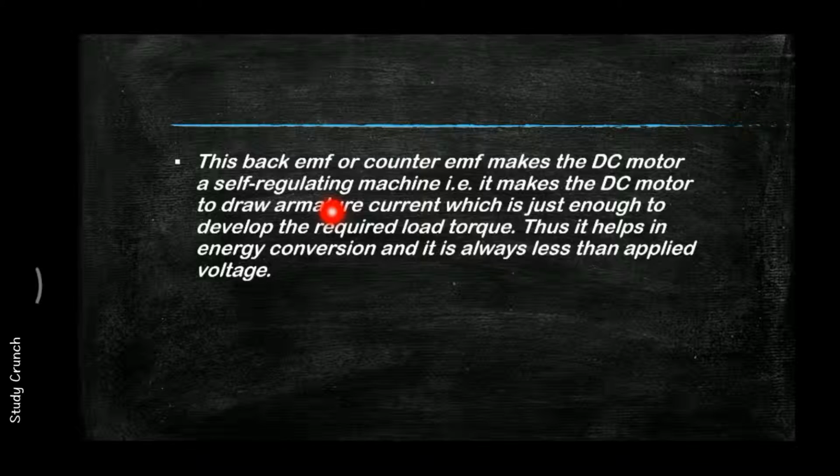And this back EMF or the counter EMF makes the DC motor a self-regulating machine. That is, it makes the DC motor draw armature current which is just enough to develop the required load torque. Thus, it helps in energy conversion and it is always less than the applied voltage.